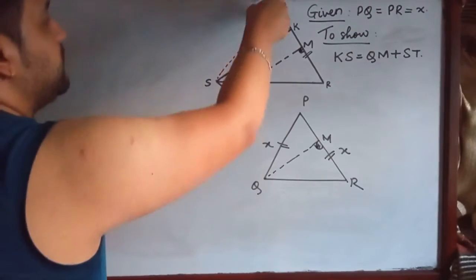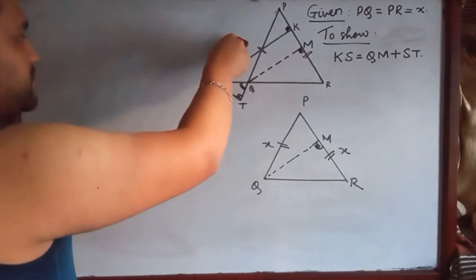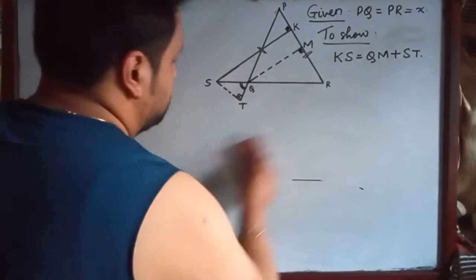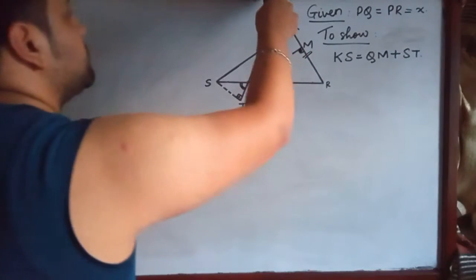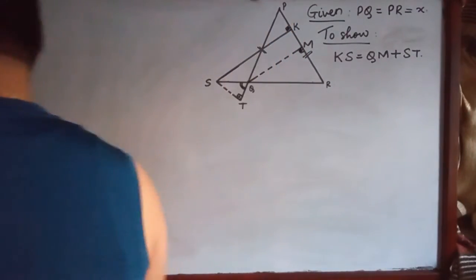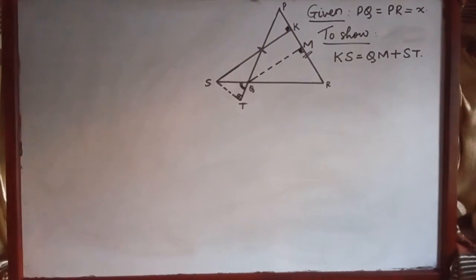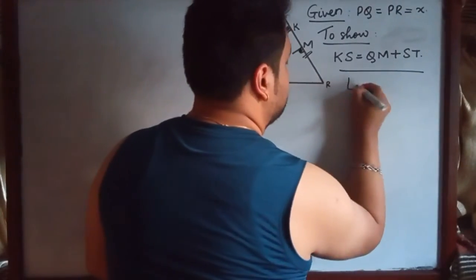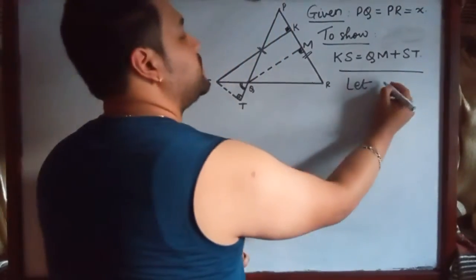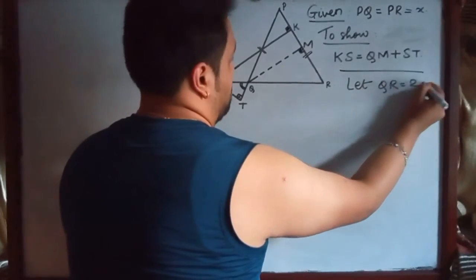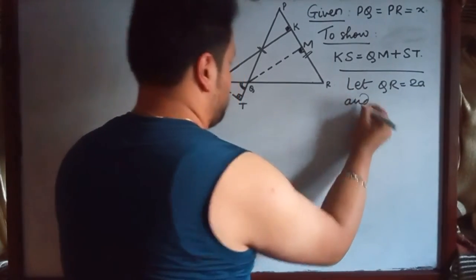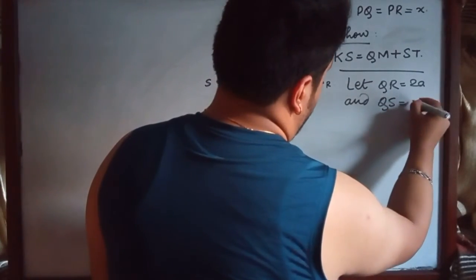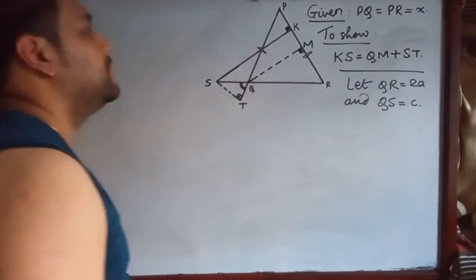For the third method, I'm going to use a system of coordinates. Now let's see. First, let us take QR to be 2A and QS to be C.